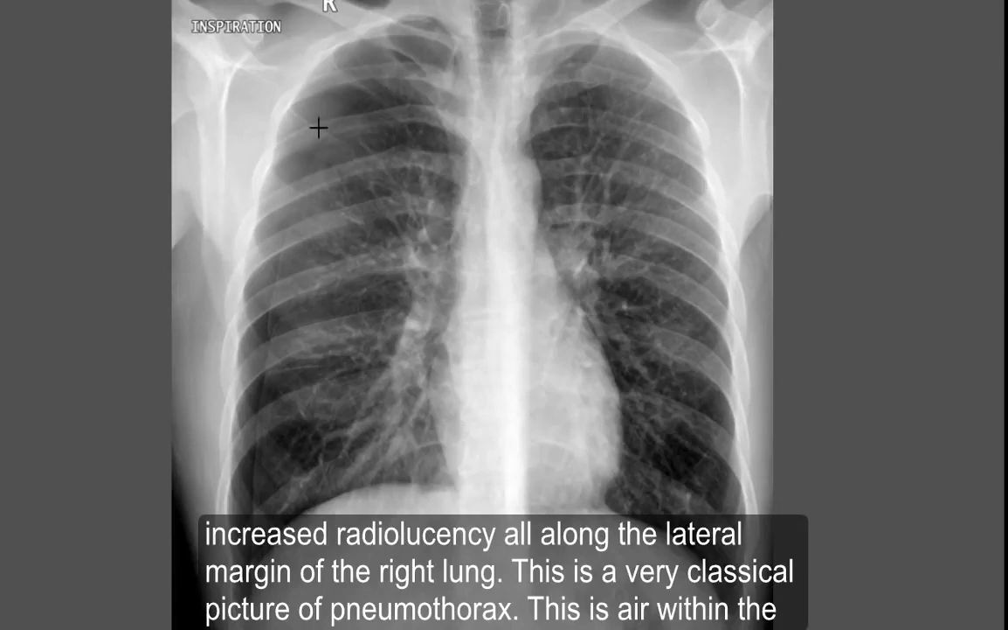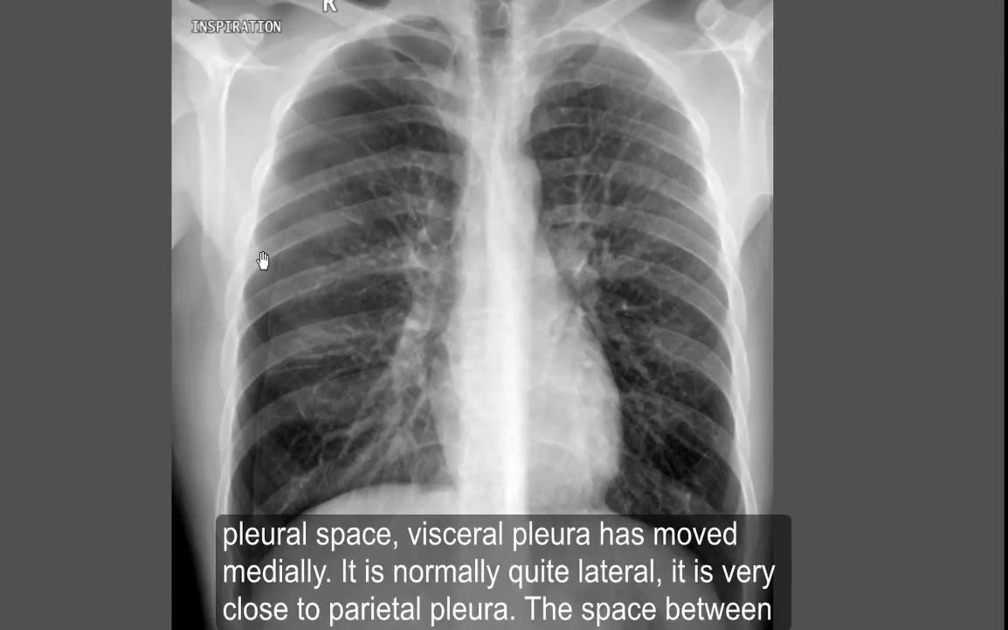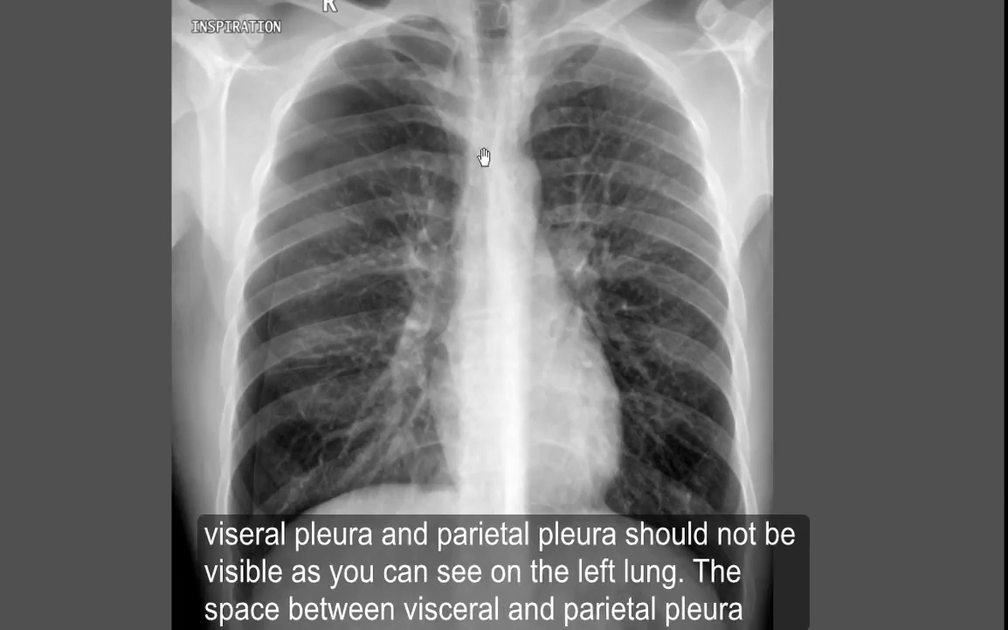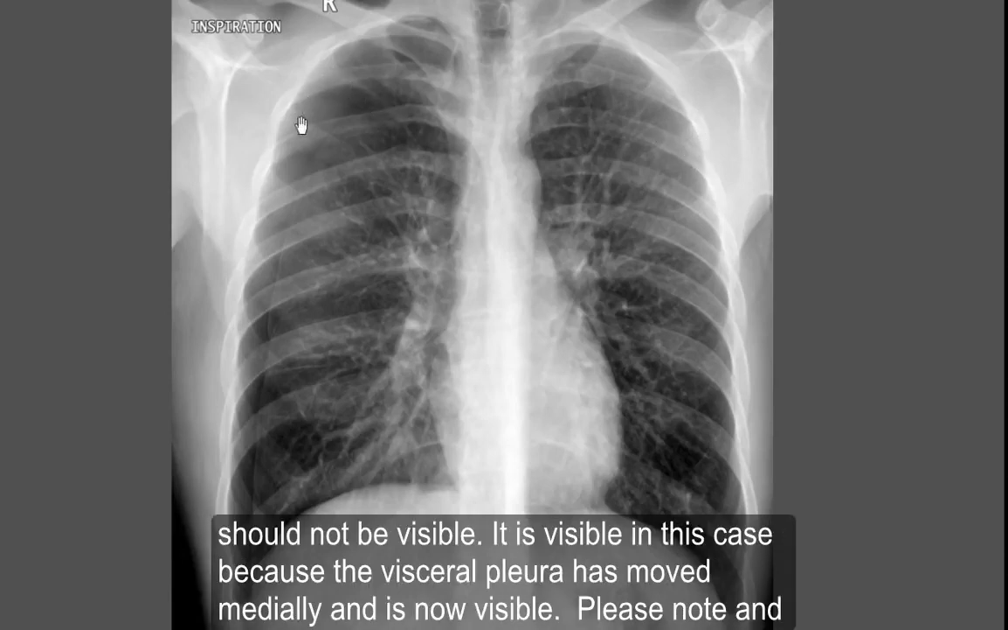This is air within the pleural space. Visceral pleura has moved medially. It is normally quite lateral. It is very close to the parietal pleura, and the space between visceral pleura and parietal pleura should not be visible, as you can see on the left lung. The space between visceral and parietal pleura should not be visible. It is visible in this case because the visceral pleura has moved medially and is now visible.